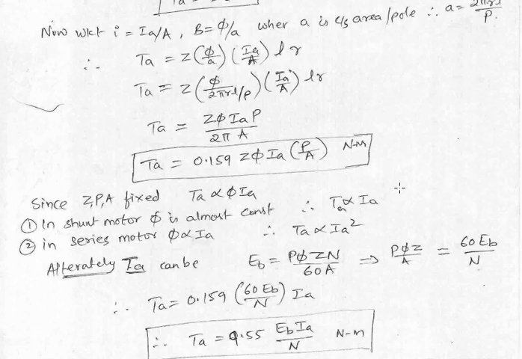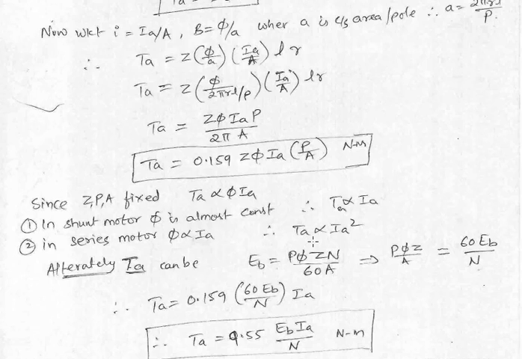But in case of a series motor, we have seen what is the current that is flowing through the field winding. It is the same armature current that will flow, because armature winding and the field winding are in series. So the armature current that is flowing in the armature winding will also flow through the field winding in case of a series motor. So the flux in case of the series motor is directly proportional to armature current. More the armature current, more the flux.